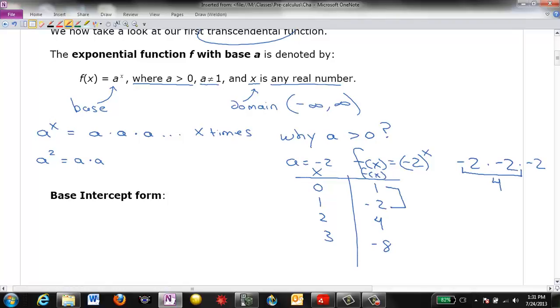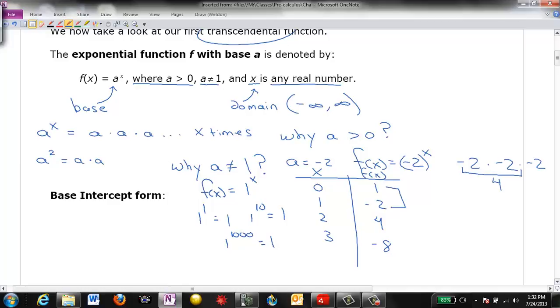And the next question that we're asking ourselves is, why can't a be equal to 1? Why is a not equal to 1 in an exponential function? Well, let's take a look at that. Let's assume a is 1. So now we're looking at a function f of x equals 1 raised to the x power. Let's take 1 to the first. We get 1. What about 1 to the 10th? We still get 1. And let's say we take 1 to the 1,000th power. We still get 1.